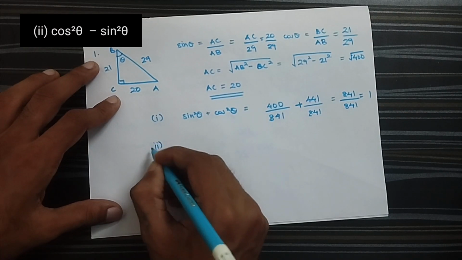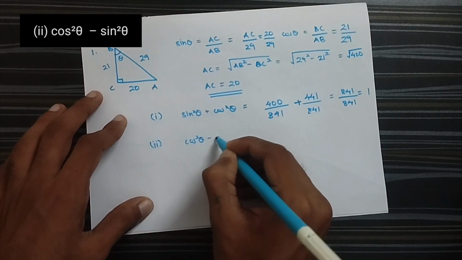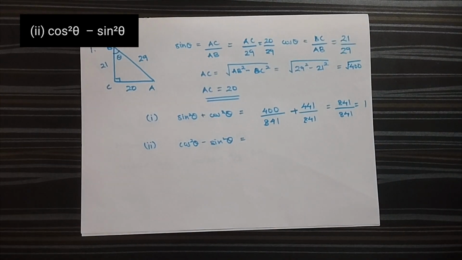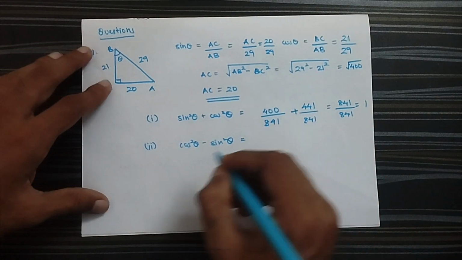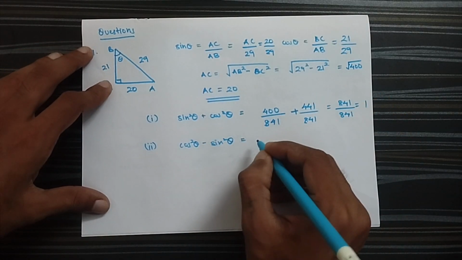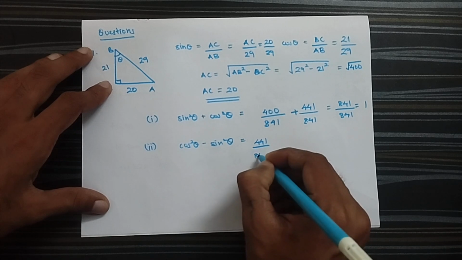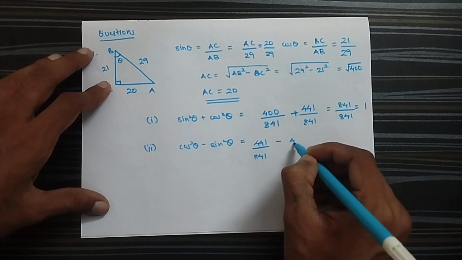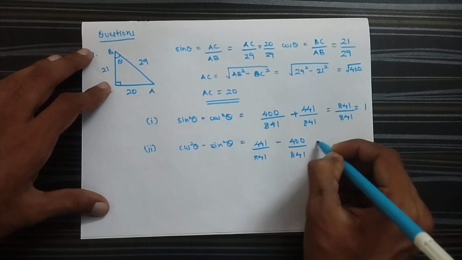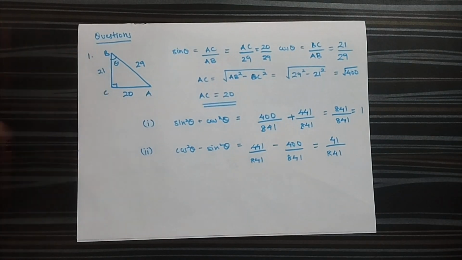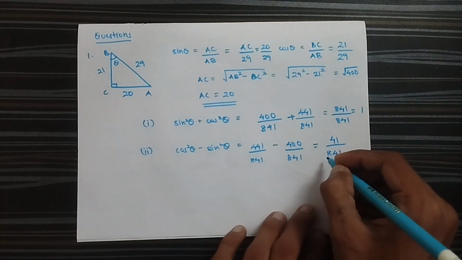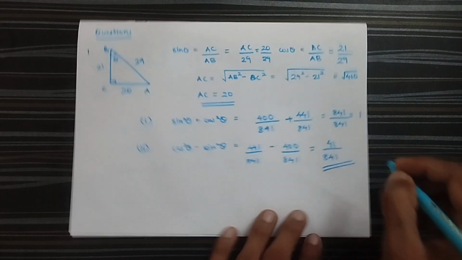Second sub question, cos square theta minus sin square theta. This will be an identity you will be learning in the next class. Cos square theta minus sin square theta is cos 2 theta, but we'll learn that another time. Right now we'll just find the values. Cos square theta we know is 21 by 29 whole square, 441 by 841, minus sin square theta, which is 400 by 841, which is equal to 41 by 841, right? So the answer to this would be 41 by 841.